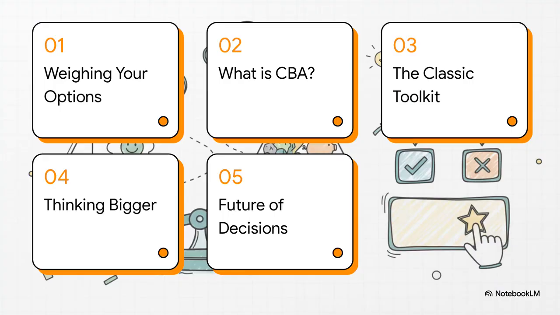So here's our game plan for this explainer. We're going to start by seeing why that simple list has its limits. Then we'll get a clear definition of what cost-benefit analysis really is. From there, we'll open up the classic toolkit, see how it's been upgraded for our complex world, and then we'll take a peek into the very cool future of decision-making.